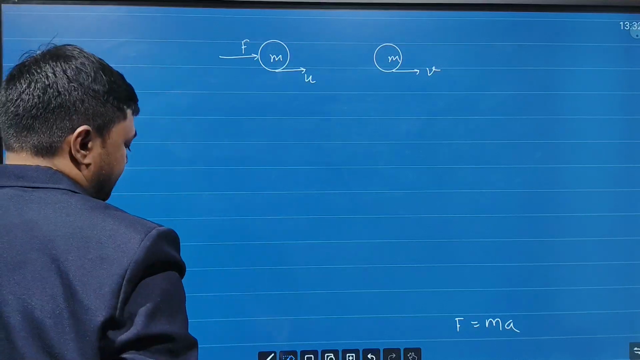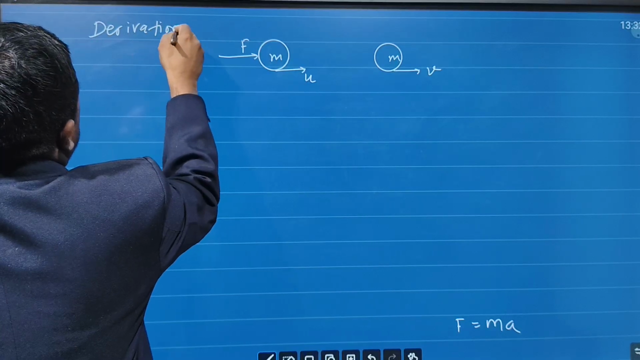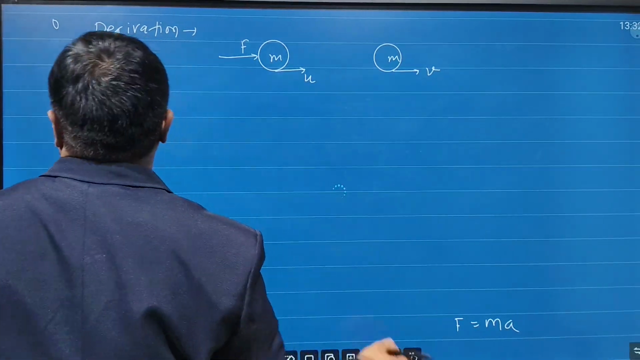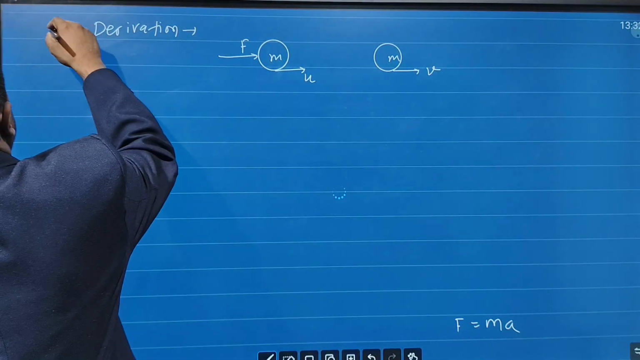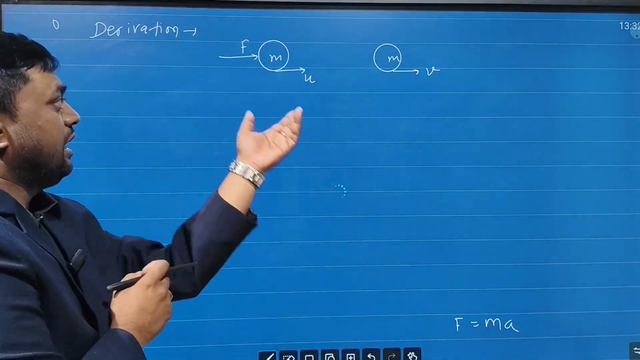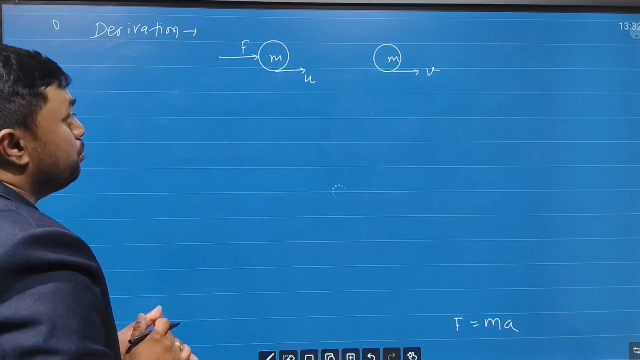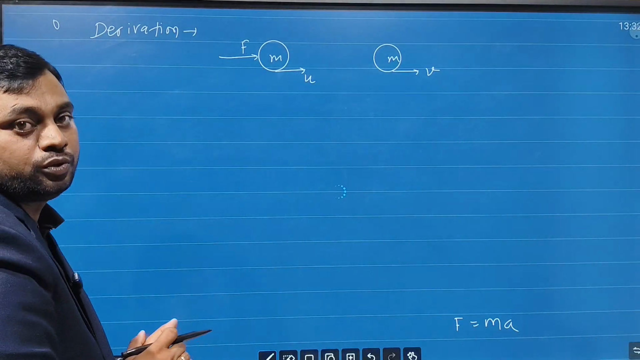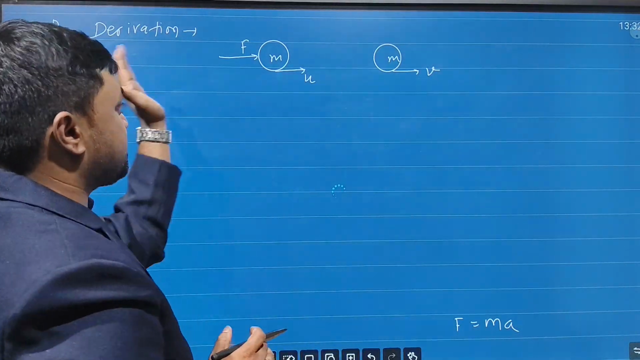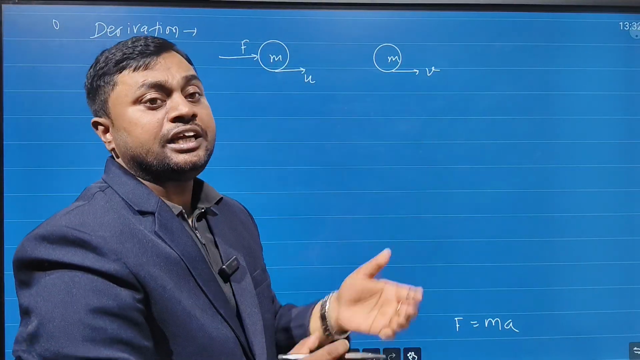So to start the derivation, very important, you can mark this as 10 star. This is very important. So what I have done, I have considered an object of mass m, which is moving with velocity u. A body of mass m is moving with velocity u. We applied an external force F on this body, and because of that, the body has started to move with velocity v.